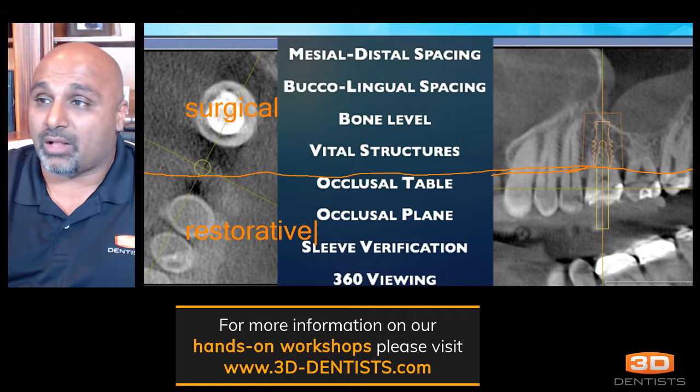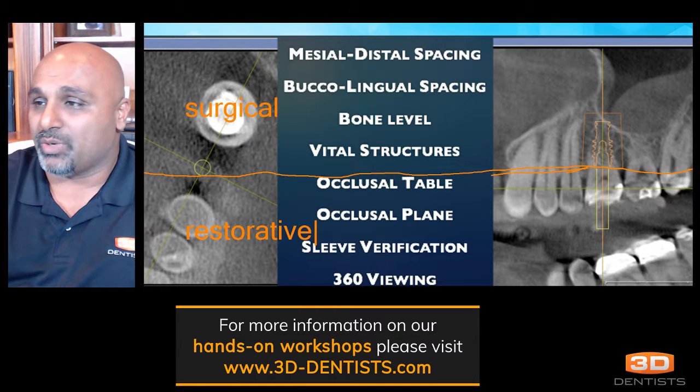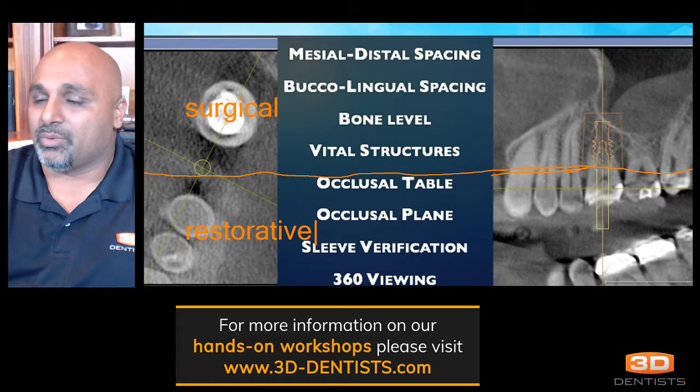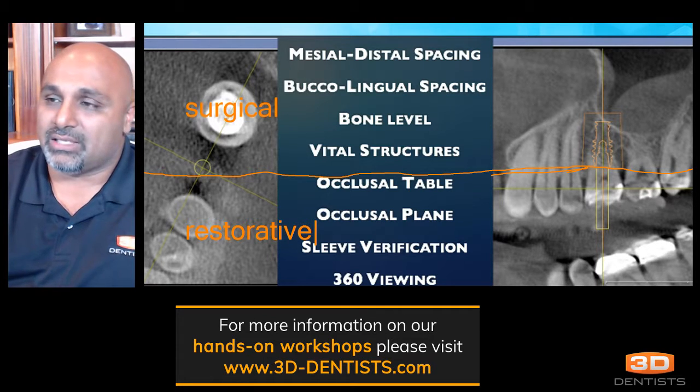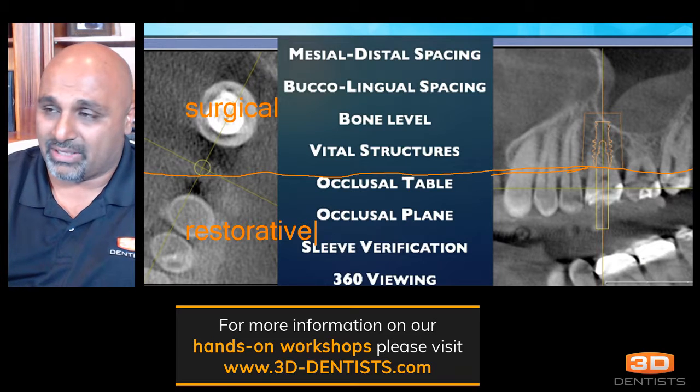So when I say mesiodistally, what I'm looking at there is our implant relatively well centered between the adjacent roots. And do we have the required 1.5 to 2 millimeters of space between adjacent roots, or 3 millimeters of space between adjacent implants? When we look at buccolingual spacing, what I'm looking at there is the implant relatively well centered in the ridge? And does it have the required 1.5 to 2 millimeters of bone surrounding the implant?